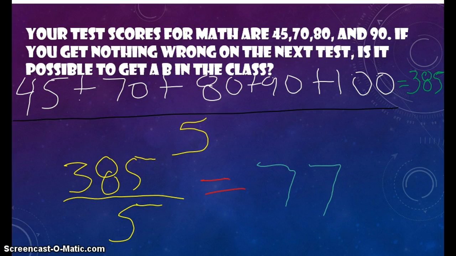So no, if you get nothing wrong on the next test, you will not get a B in the class, because in order to get a B, you need an 80 or higher, 80 through 89, and the 77 is a C.